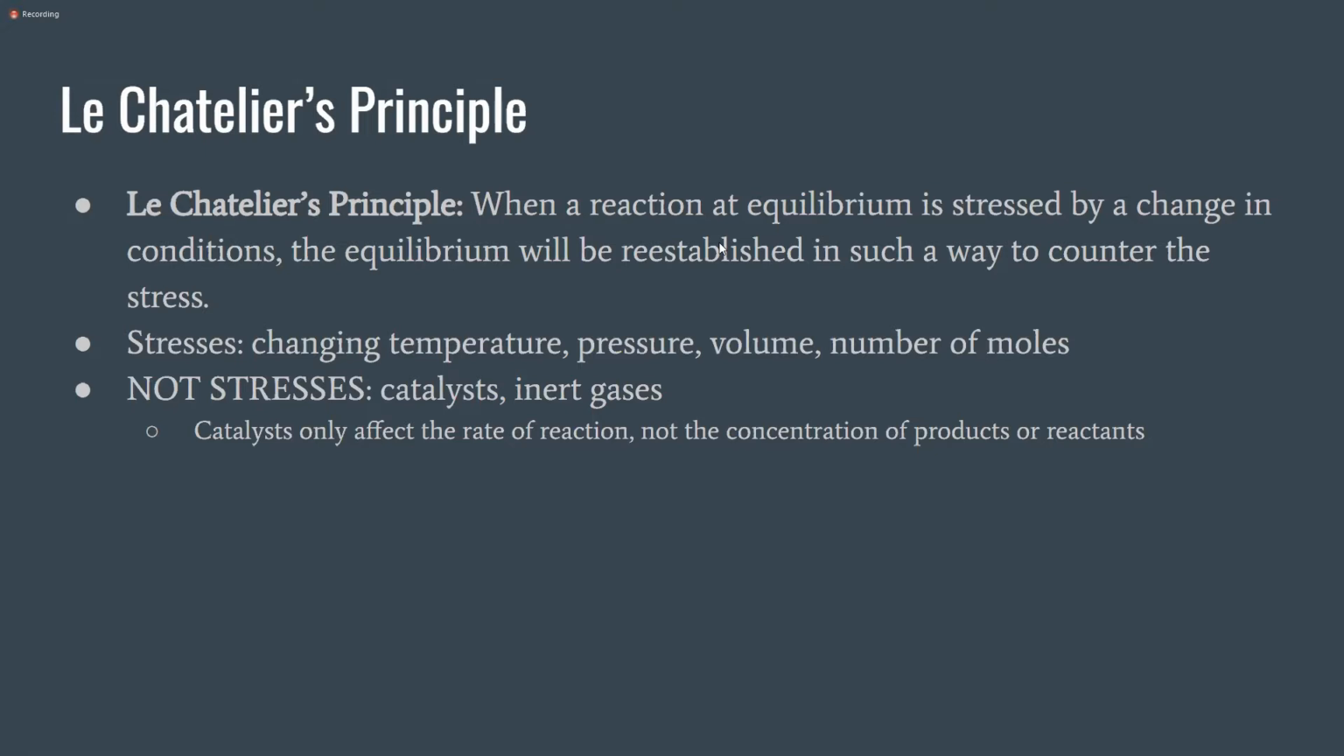And we're basically saying if the pressure is increased, what can you do? You can go to the side of the reaction where you have fewer gas molecules because that's going to decrease the pressure. Or when you increase the number of moles of something, you want to use those extra moles up so you can get back to equilibrium.